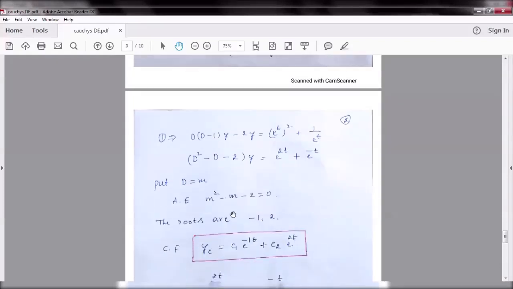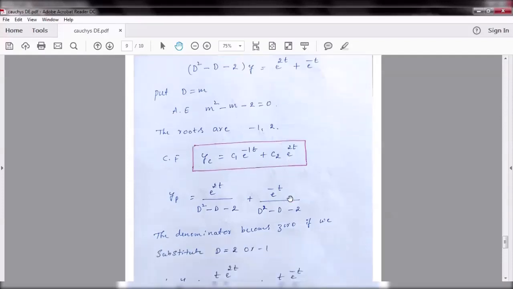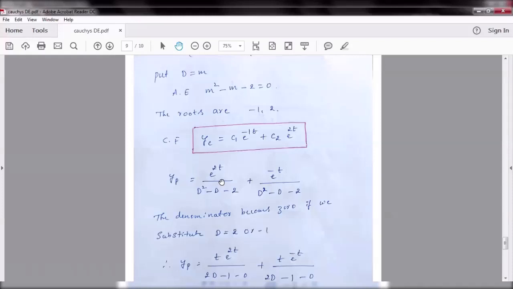Put d equals m. The auxiliary equation will be m square minus m minus 2 equals 0. The roots of the equation are minus 1 and 2. Since both are real numbers and they are not equal, the complementary function will be c1 e to the power of minus t plus c2 e to the power of 2t. Now the particular integral: e power 2t by (d square minus d minus 2) plus e power minus t by (d square minus d minus 2).